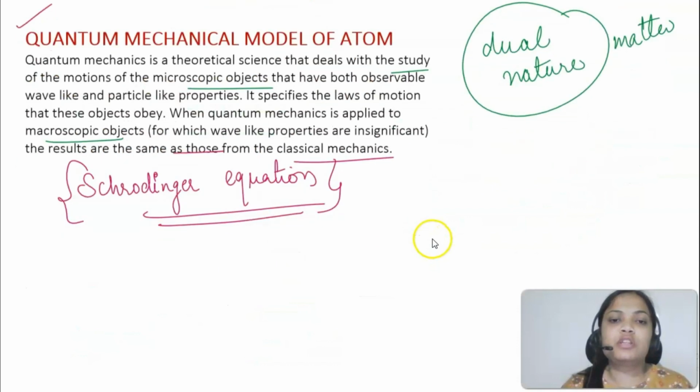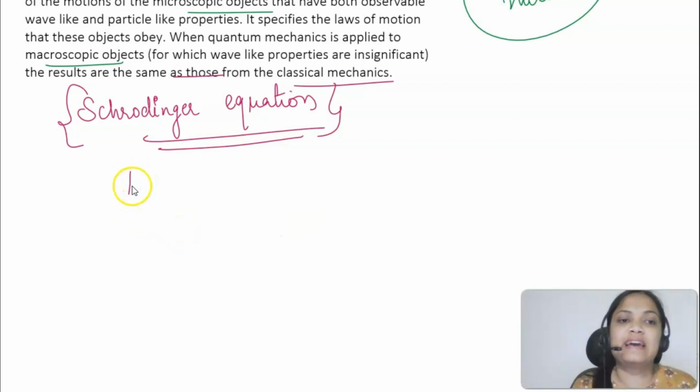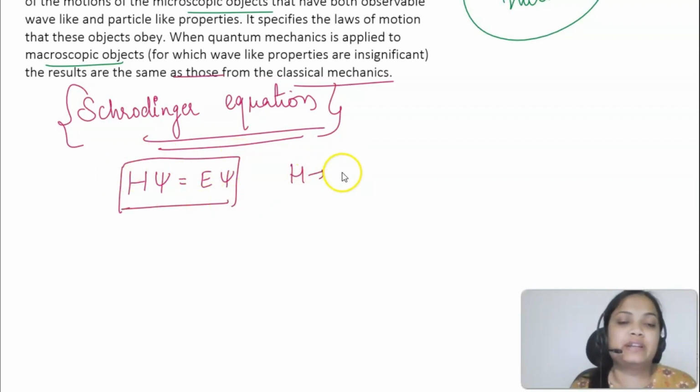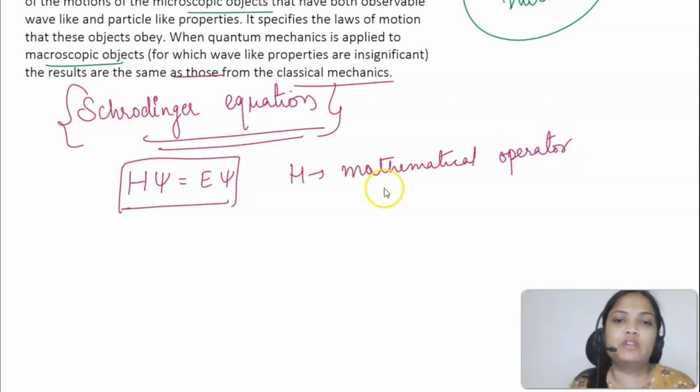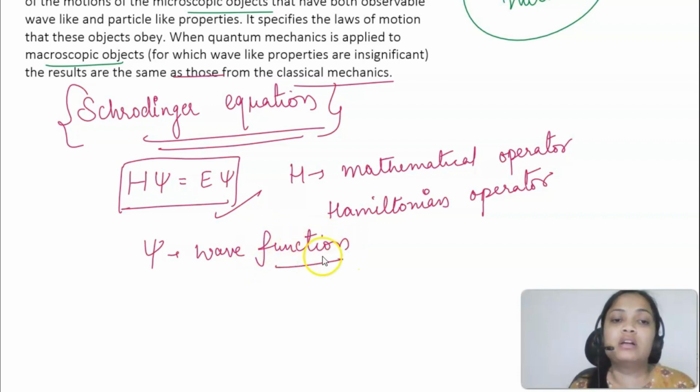So students, the Schrödinger equation for any atom or a molecule having fixed energy can be given by H psi is equal to E psi. Now this H is actually an operator. It's a mathematical operator which we call the Hamiltonian operator. You will study more about it in physics also, so here we don't have to go in detail. And when we solve this Schrödinger equation, this psi is a wave function, a wave function which tells us about the electrons.